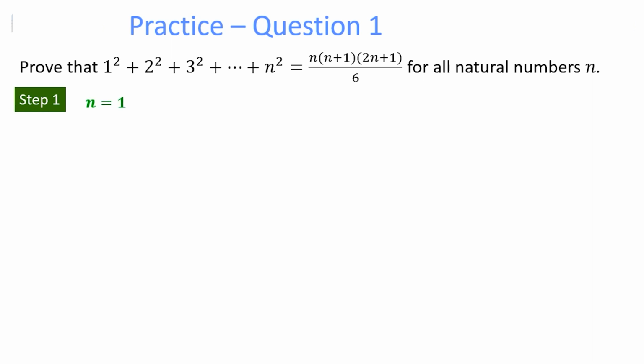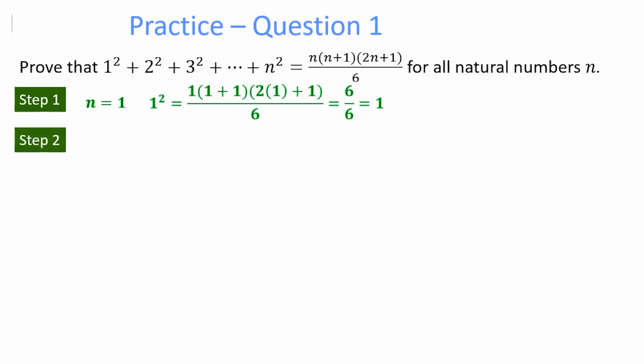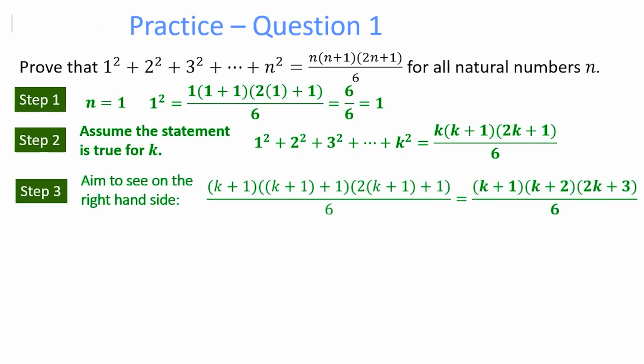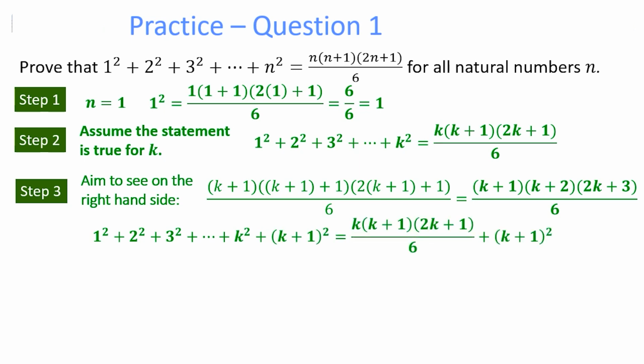First step is to show for 1. Second step is to assume it's true for k. And then the last step is to show it's true for k plus 1. This is our aim on the right hand side. And then we are going to use the same idea as we did in the previous question.